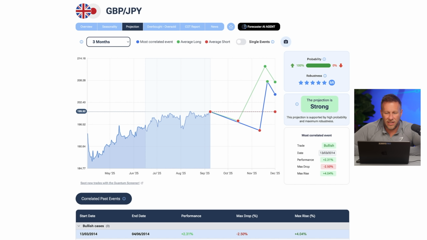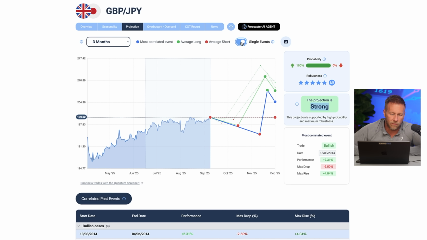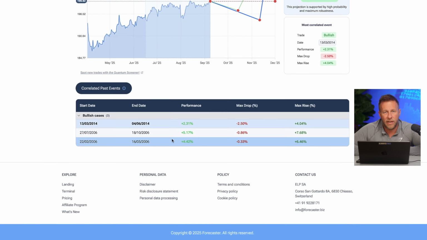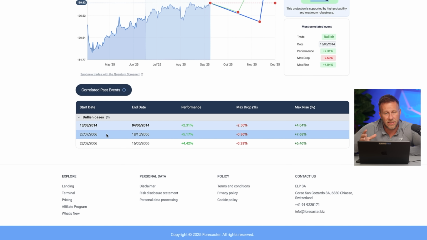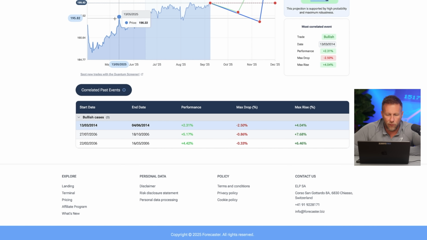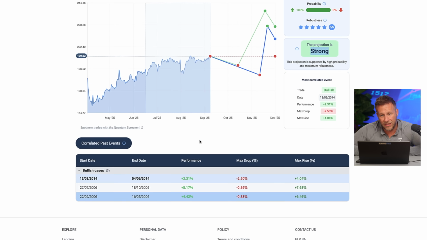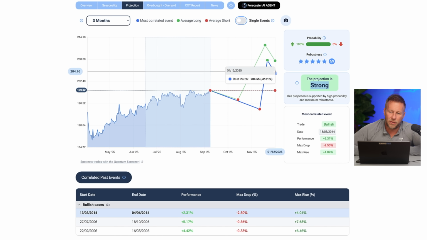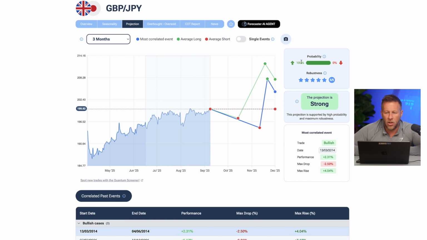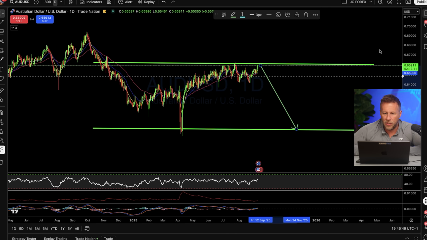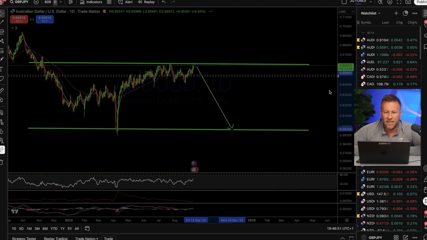But look at this, right? So it's projecting a massive run on the pound yen. Based on the previous 3 months, we've got 3 historical events that were identical to this particular price pattern. So therefore, it's been able to project forward this particular pattern 100%. 100% long. 5 out of 5 robustness. We can now go over to that chart, look at the pound yen, and what do you know? We can start looking at entries to the upside.